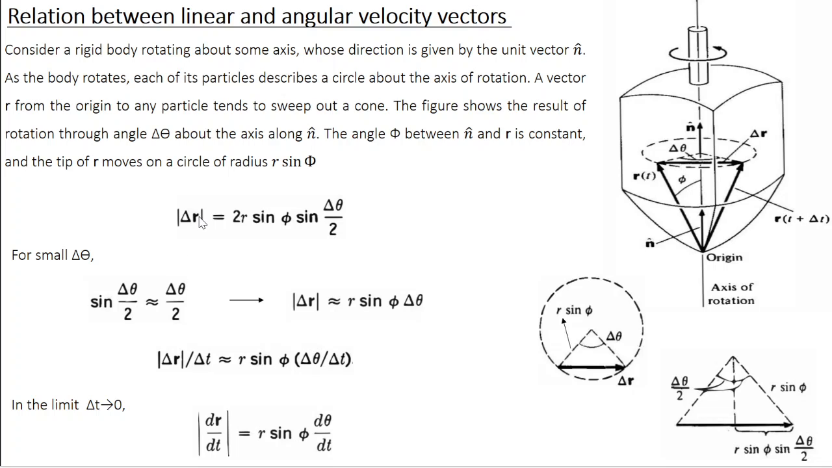Now, if delta theta is very small, you can make use of the small angle approximation, where sine theta can be approximated to theta. So sine of delta theta by 2 can be approximated to delta theta by 2. The magnitude of delta r is going to be r sine phi delta theta, or delta r by delta t is r sine phi delta theta by delta t. In the limit delta t tends to 0, this becomes a derivative. So modulus of dr by dt equals r sine phi d theta by dt.